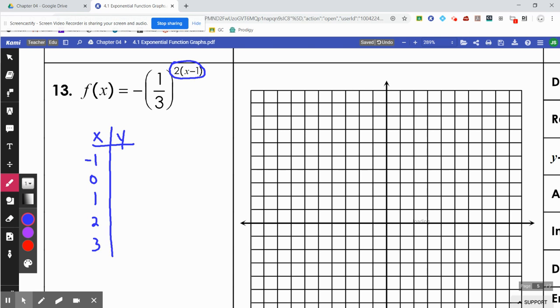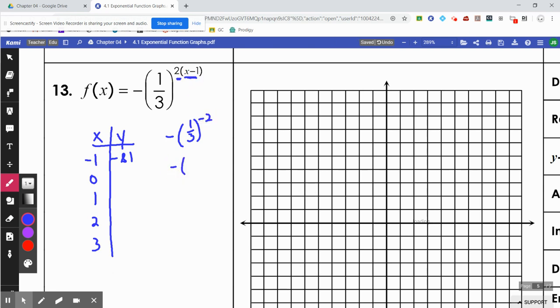Let's go ahead and start with -1. When I plug in -1, my exponent is now 2 times -2 or -4. So that'd be -1/3 to the -4 power. The negative stays. You're going to flip your fraction and make it a +4. Make sure you do your exponent first. This will be the negative of 3 to the 4th, which is 81. When you plug in 0, your exponent is now 2 times -1, which is -2.